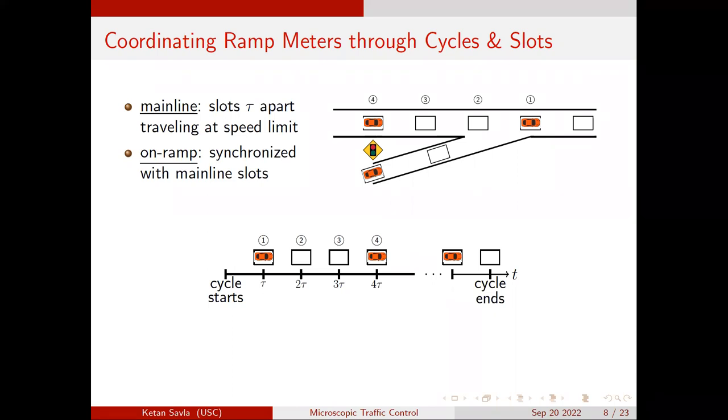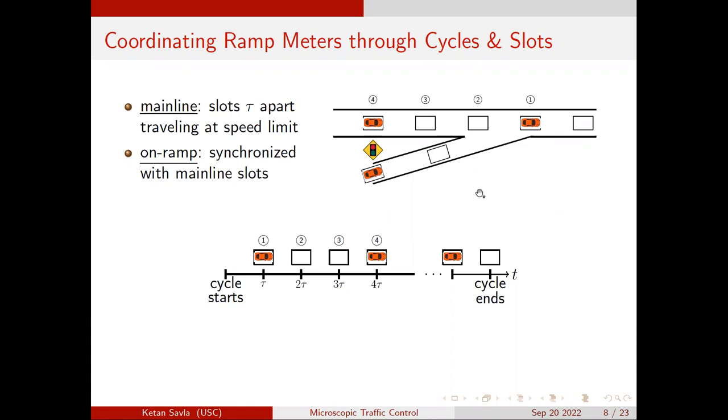And this quantization also allows us to not unnecessarily disturb the traffic flow, right? Because if all the vehicles are moving within the slots, and if you keep adding vehicles only within the slots, it will not disturb the traffic, and it will keep the traffic flowing at the speed limit, right?